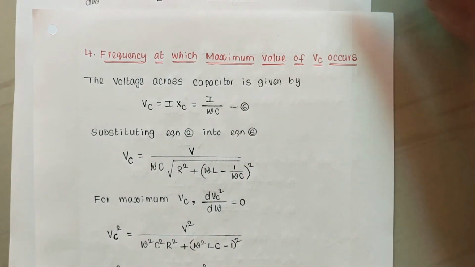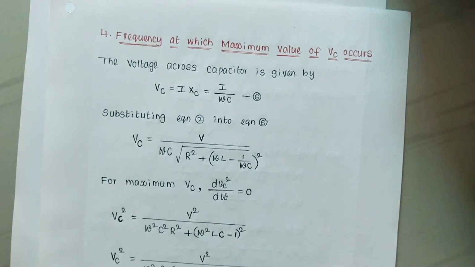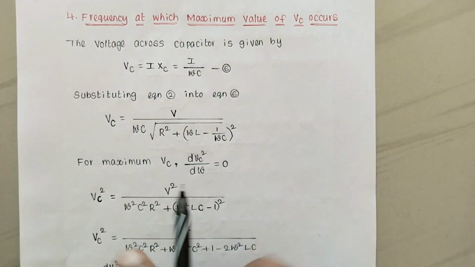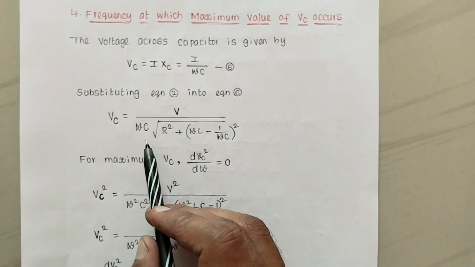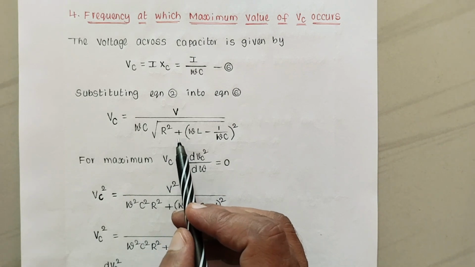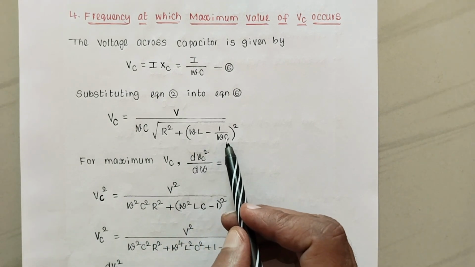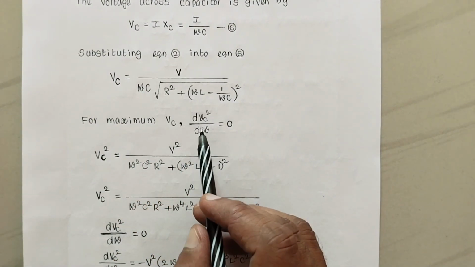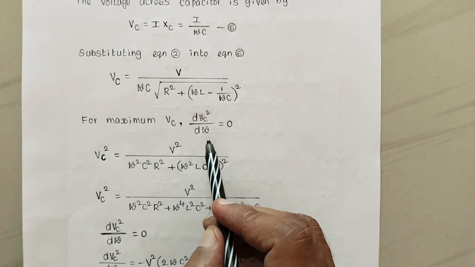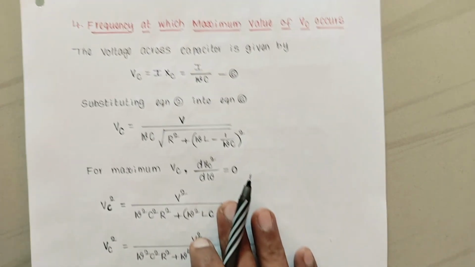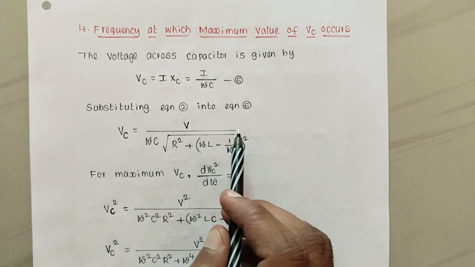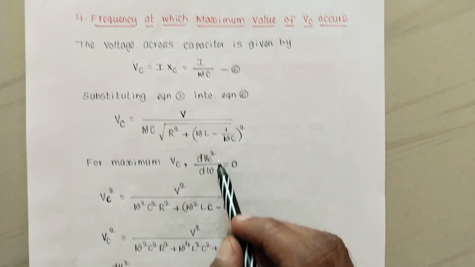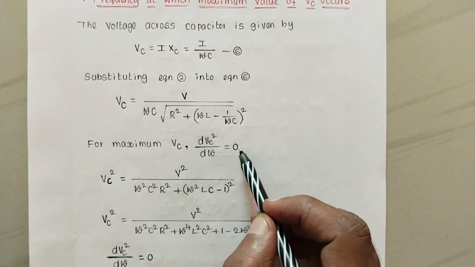So substituting equation 2 into equation 6, we get Vc is equal to V by omega C into root of R square plus (omega L minus 1 by omega C) whole square. So for maxima of Vc, we have to differentiate Vc with respect to omega and equate to 0. Here in Vc there is a square root, so to eliminate that, instead of Vc we take Vc square. So d Vc square by d omega equal to 0.